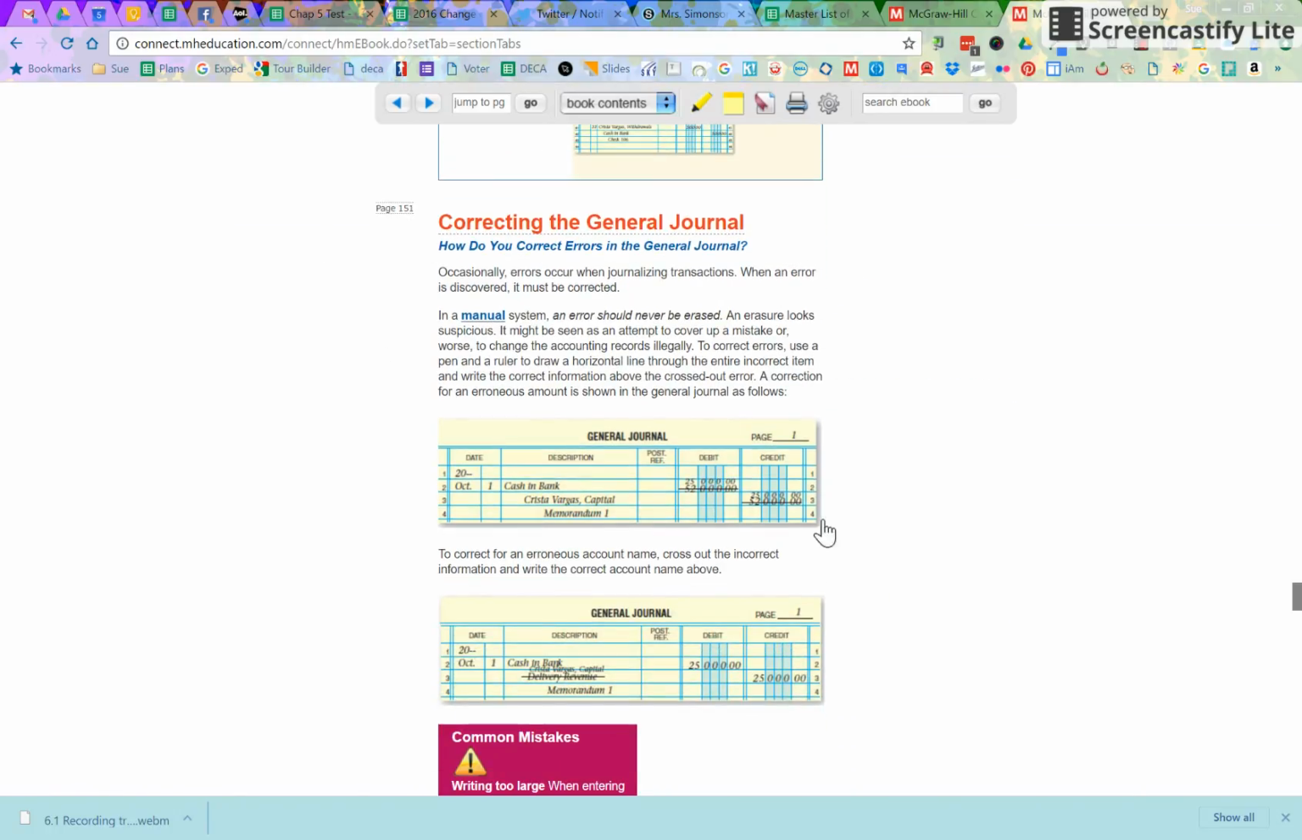And then the final thing is when you make a correction or a correcting entry, you never really erase things, but in Excel, we're just going to redo them. And we'll talk about that a little bit later.